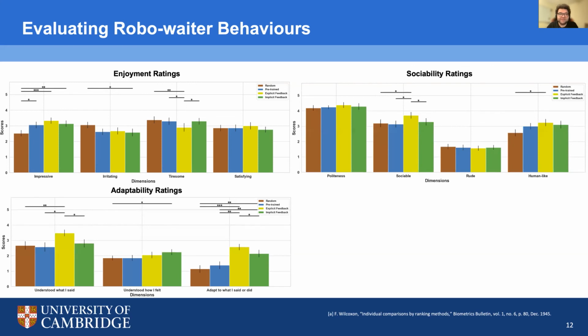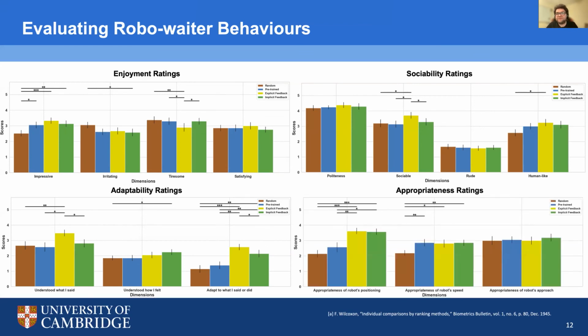For adaptability, we see similar trends, where in the explicit and implicit conditions the people felt that the robot understood what they said and adapted to what they wanted the robot to do. The implicit condition was also rated the highest in terms of understanding how they felt, which was the motive behind it. And finally, for appropriateness ratings, again, we see that the explicit and implicit feedback conditions are considered much more appropriate in terms of robot positioning and speed of the robot.